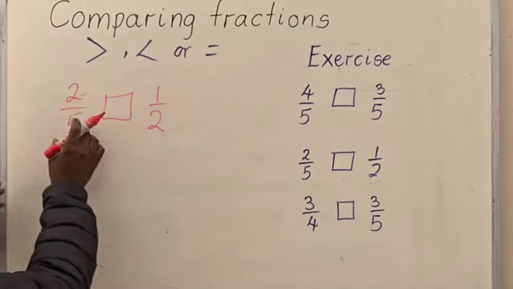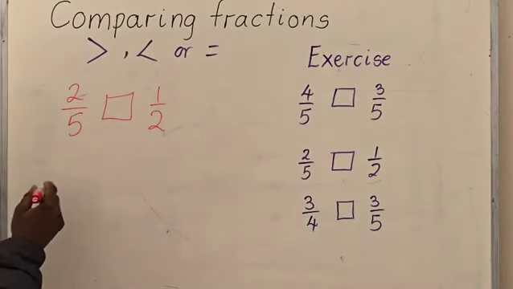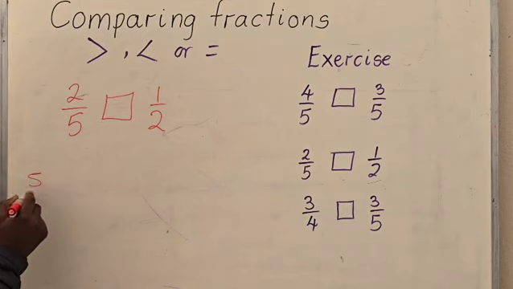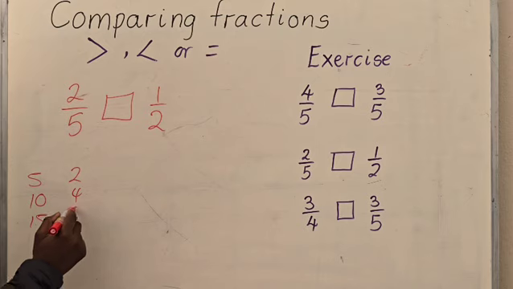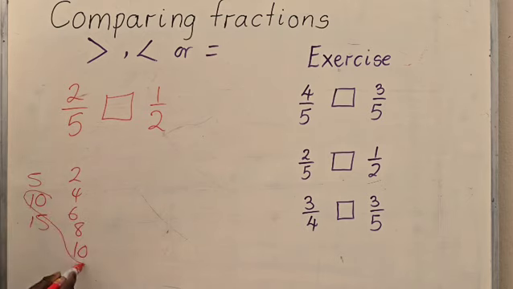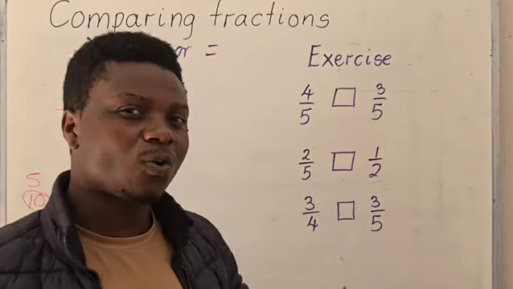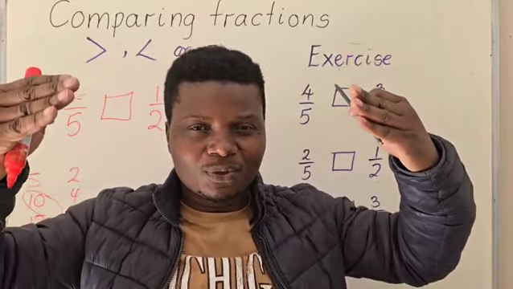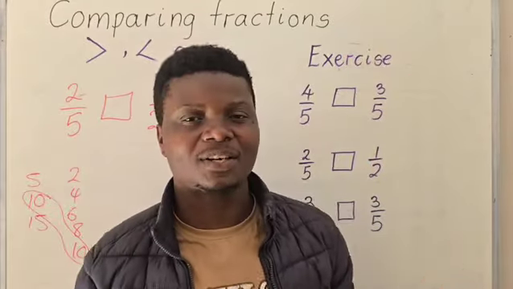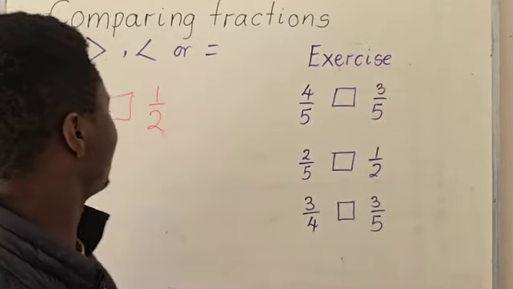You have to go to the 5 times table and the 2 times table. Let me list the 5 times table: 5, 10, 15. The 2 times table: 2, 4, 6, 8, 10. Do you notice that we have a common number, 10? That's what we call the lowest common denominator. So always go to your denominators that are not the same, make the multiples of your numbers, and you're going to see the number that's common. That's going to be your new common denominator.